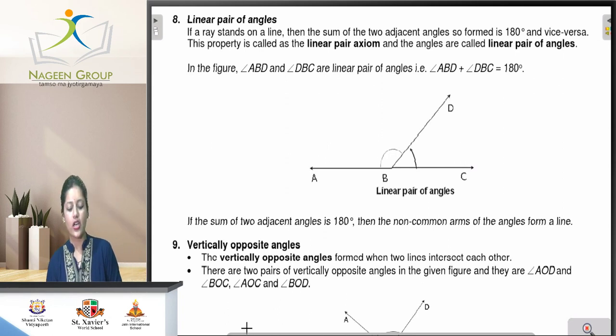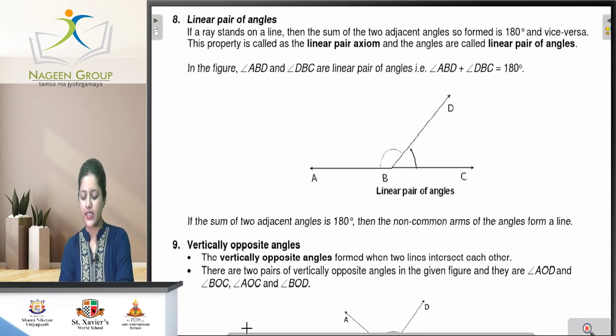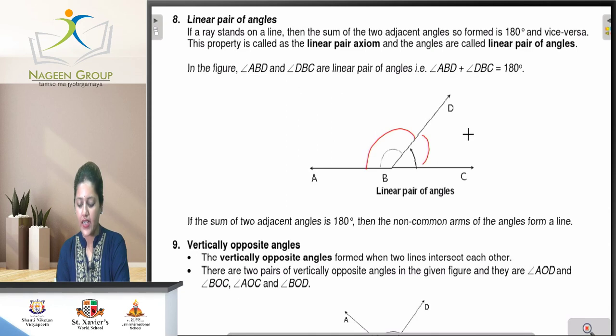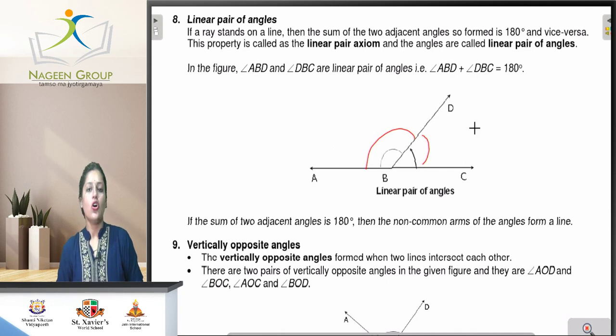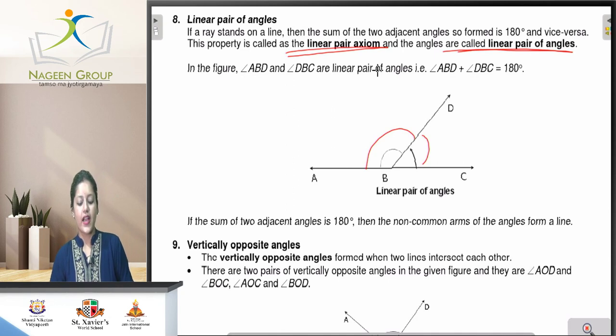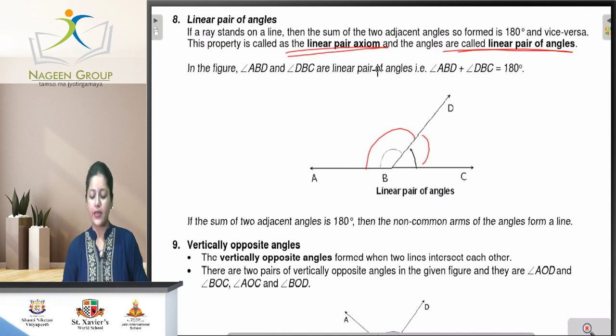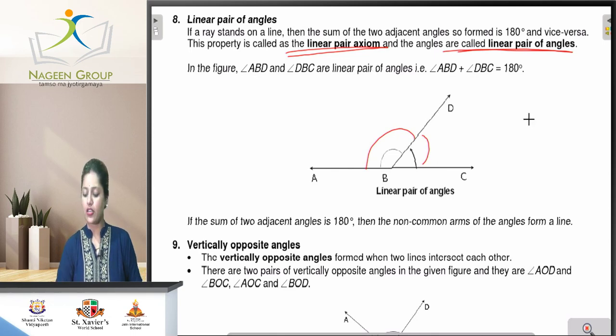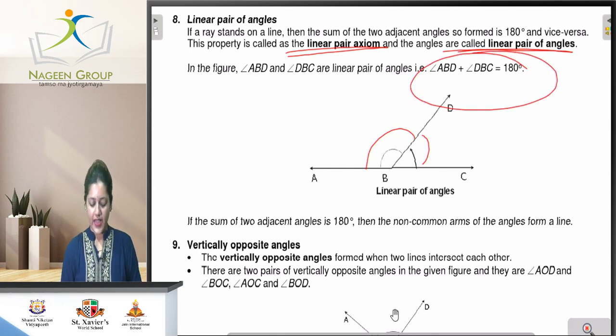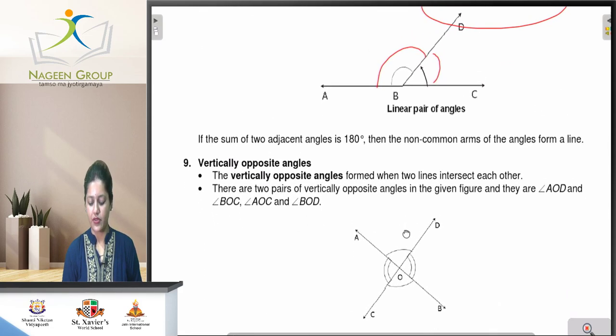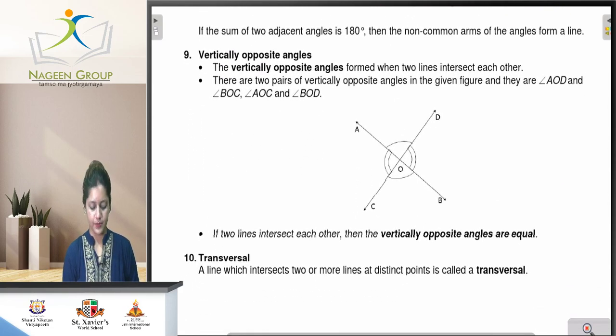Next one, linear pairs of angles. If a ray stands on a line, then the sum of the two adjacent angles so formed is 180 degrees, and vice versa. This property is called the linear pair axiom and the angles are called linear pair of angles. In the figure, angles ABD and DBC are a linear pair and their sum is equal to 180 degrees. Next, if the sum of two adjacent angles is 180 degrees, then the non-common arms form a line.